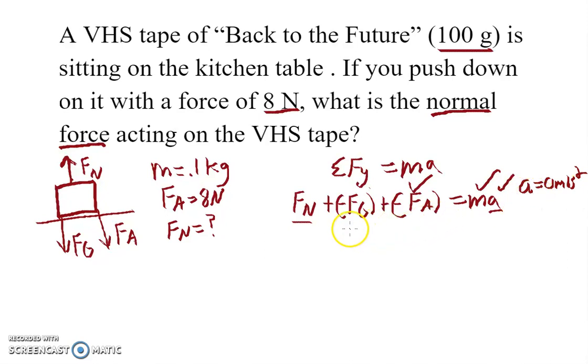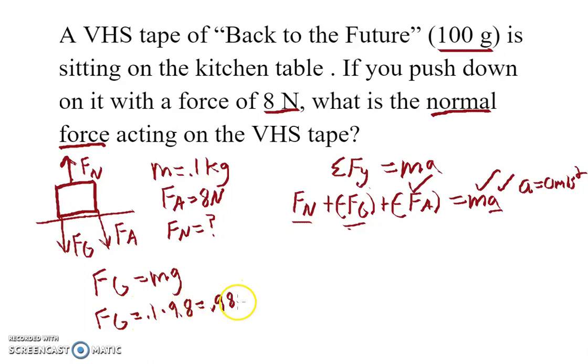And now let's think about the force of gravity. We can actually calculate that because the force of gravity is equal to m times little g. Again, we're assuming this is on Earth. So the force of gravity is going to be the mass, 0.1, times 9.8 little g. It's going to be 0.98 newtons. So now we know the force of gravity, the applied force, the mass, the acceleration, and we can solve for Fn.